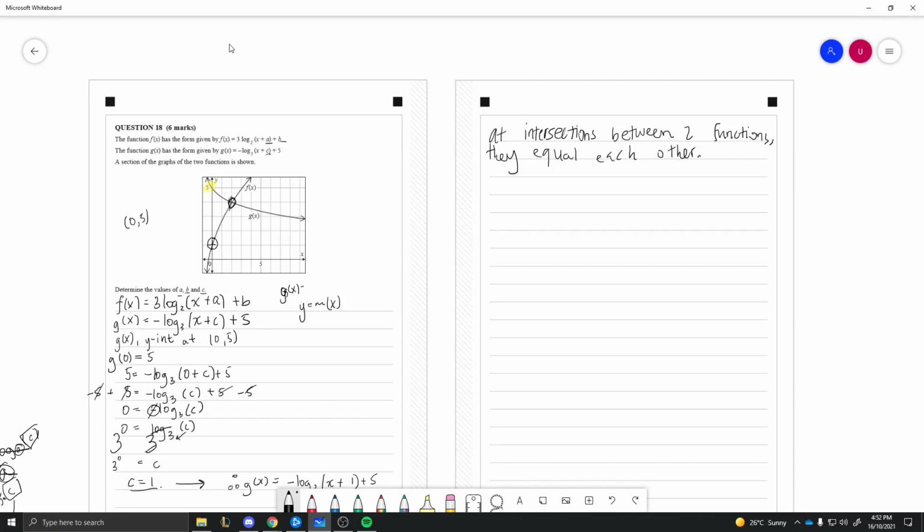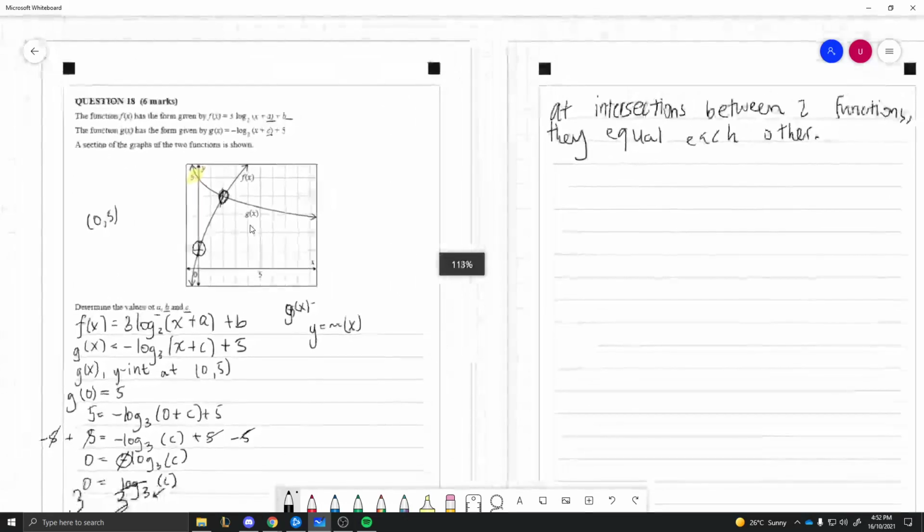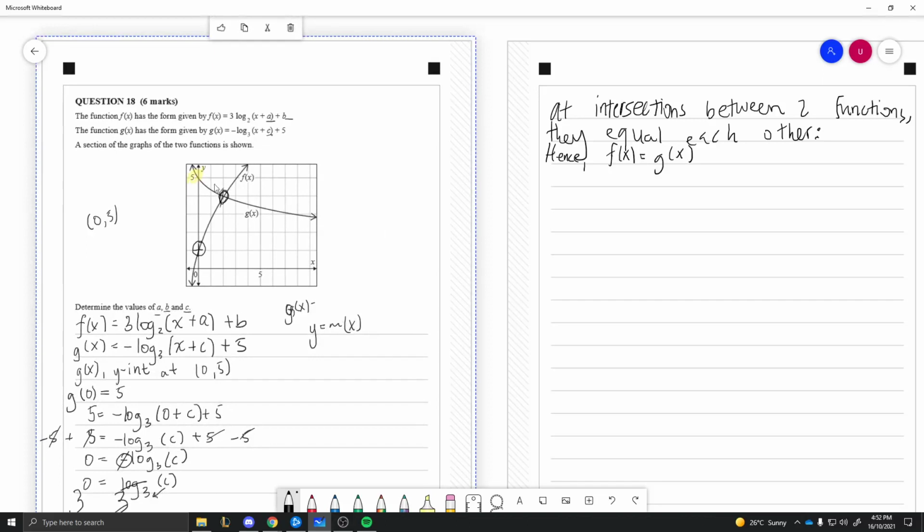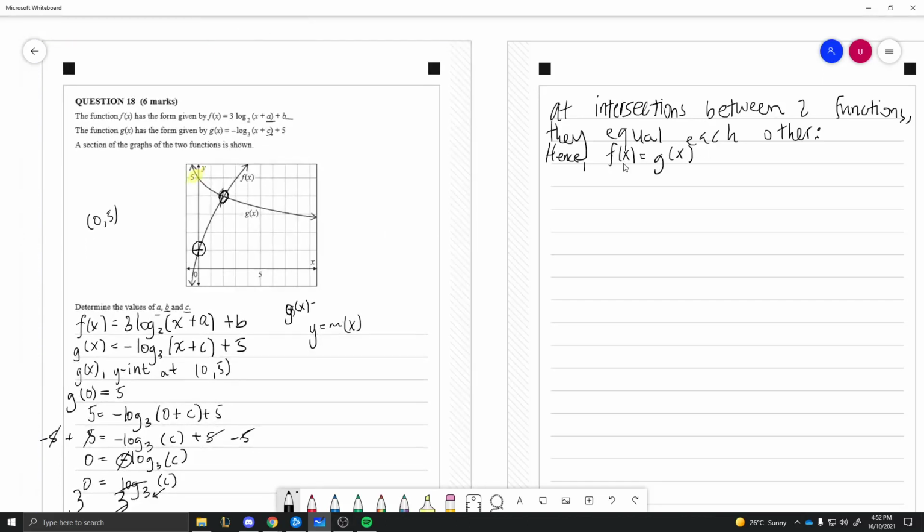So now, knowing that they equal each other at this point, we can say, hence, f of x is equal to g of x. Now knowing that, we know our new g of x. So let's just put f of x and g of x on, and sub both of these functions into here.